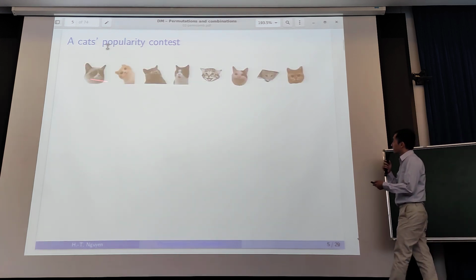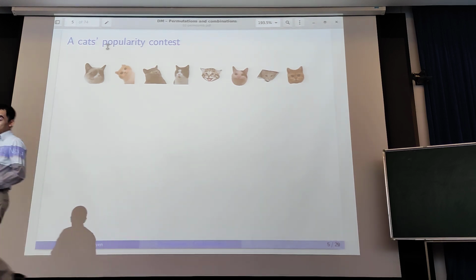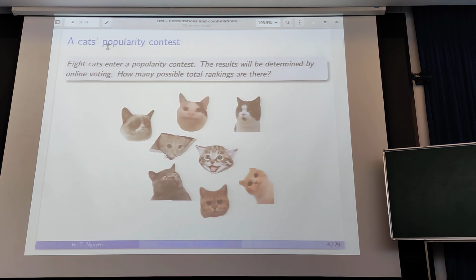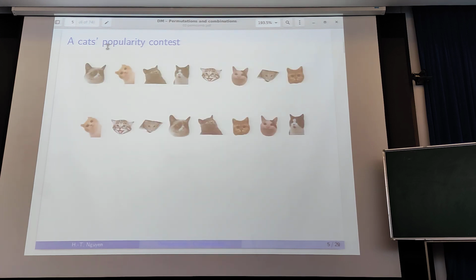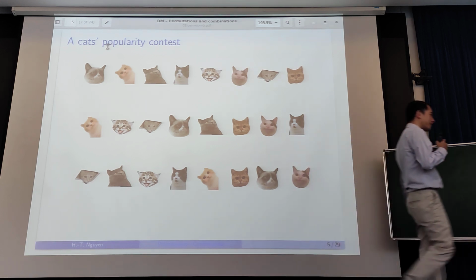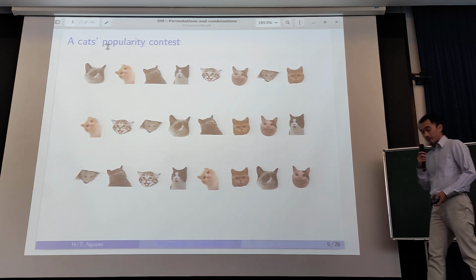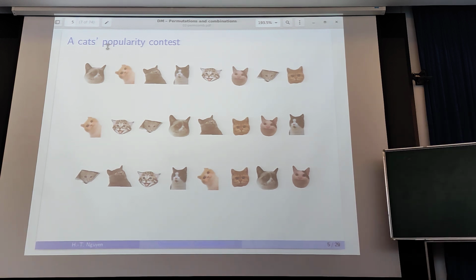That is a list of cats by popularity. So this is a possible ranking. This one is another one, and this one another one. And how many such rankings are there? If we assume that the results are completely random. So as you might have guessed already, okay. So last week we saw the product rule. So in order to determine a ranking, you will look at the first position, okay.